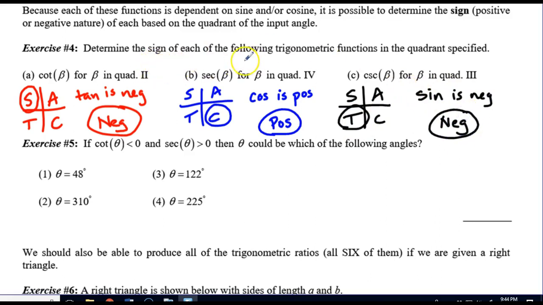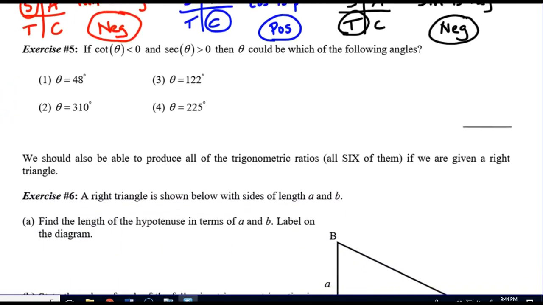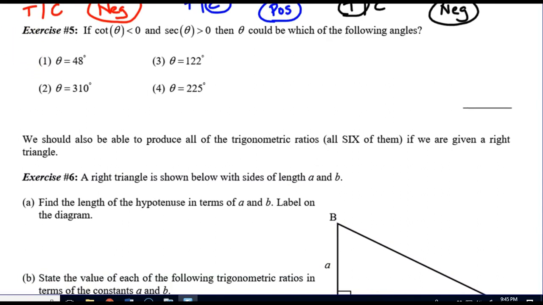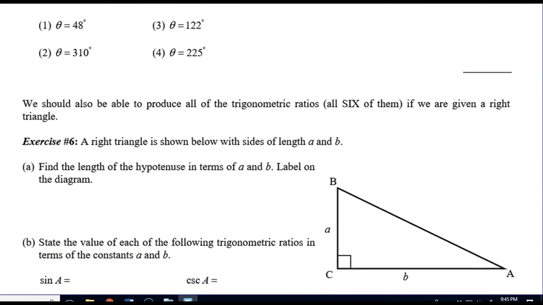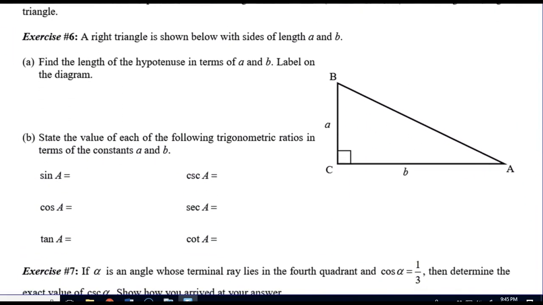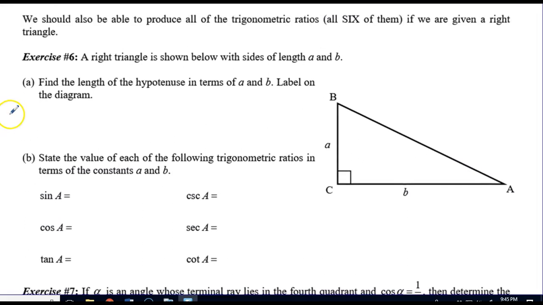By the way, just take a moment to pronounce these things. Secant is this one. Cosecant. Cotangent. We don't say cot. Sound like you don't know what you're talking about. Say cotangent. I'm going to skip exercise 5 in the interest of time and jump right down to exercise 6. This will be our last one we're looking at.